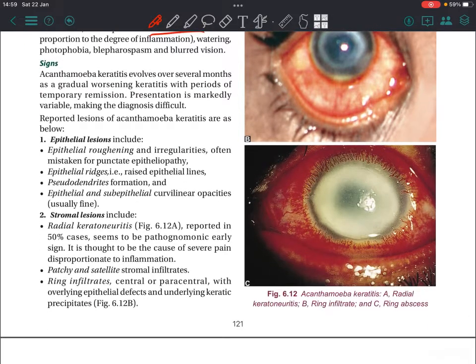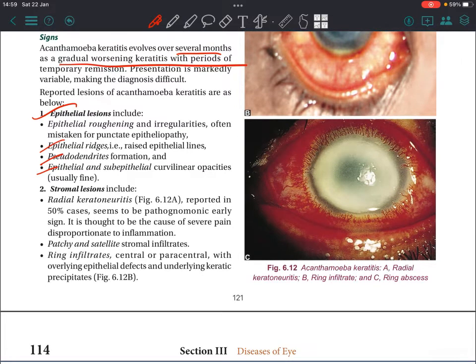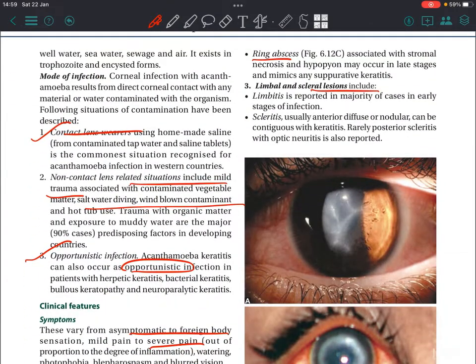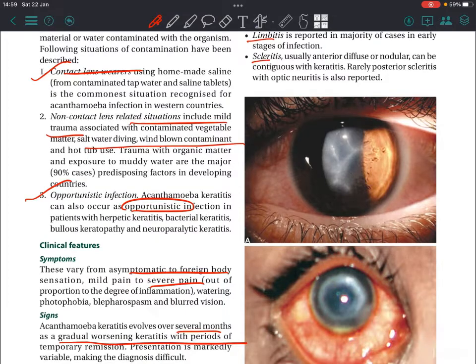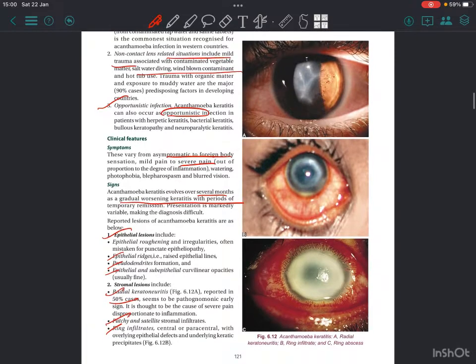Signs: Acanthamoeba keratitis evolves over several months as a gradually worsening keratitis. Reported lesions of Acanthamoeba keratitis: epithelial lesions include epithelial roughening, epithelial ridges, pseudodendritis, subepithelial curvilinear opacity. Stromal lesions: radial keratoneuritis in about 50% of cases, patchy satellite stromal infiltrates, ring infiltrates, central or paracentral with overlying epithelial defects, ring abscess. Limbal and scleral lesions: limbitis, scleritis. Acanthamoeba keratitis, radial keratoneuritis, ring infiltrate, ring abscess.